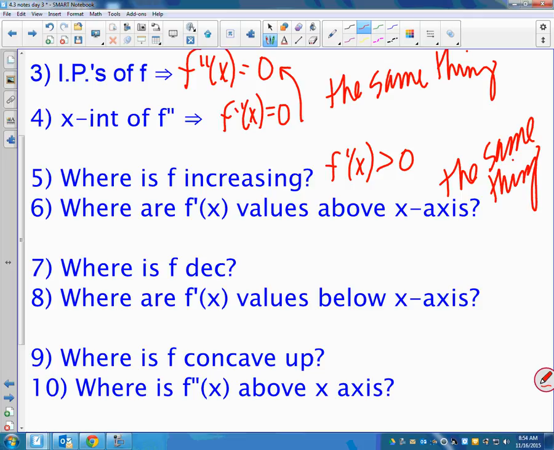And the next thing, right? What are we going to write differently here? Where is my function decreasing? When my derivative is less than 0. So if I was looking at a graph of the derivative, less than 0 is when the y values are below the x-axis. So where f prime of x values are below the x-axis, aka where the derivative is less than 0. The same thing.